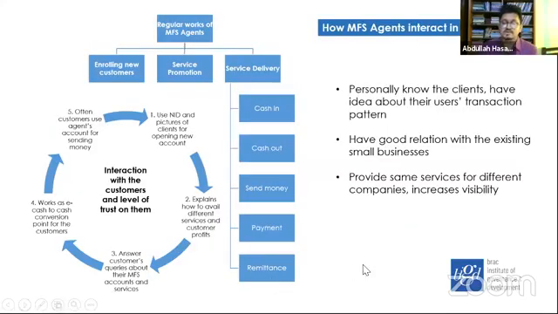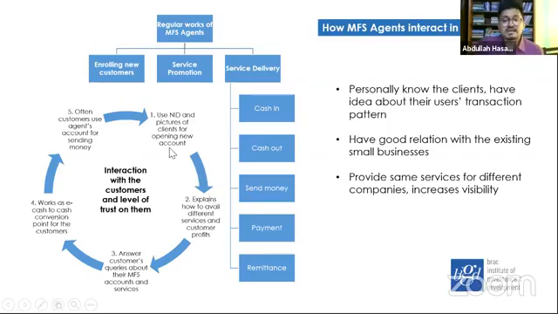From the interviews, we try to sketch out the regular day-to-day work of the MFS agent, which includes enrolling new customers, service promotion and service delivery, and their service delivery includes cash in, cash out, send money, payment, and remittance. For these activities, they interact with the customers and build a level of trust with them.